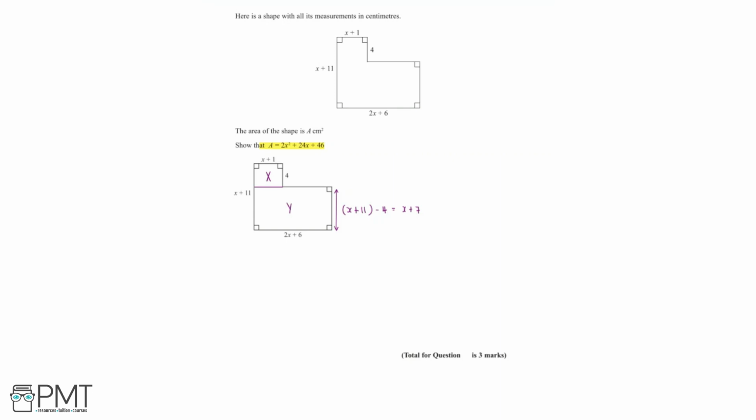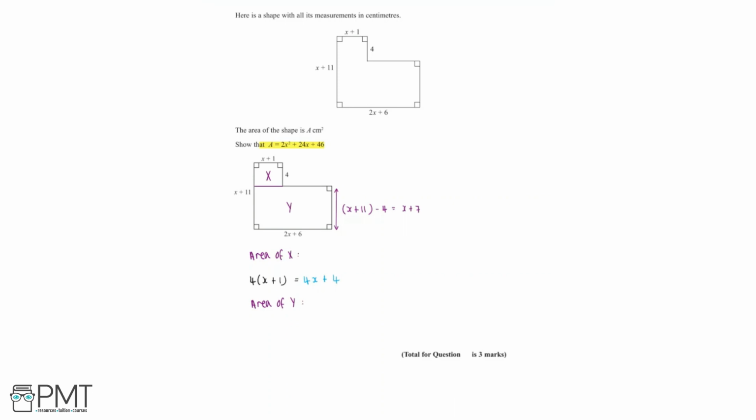Now to find the total area of the shape A, we can find the area of shape X plus the area of shape Y. We know that to find the area of a rectangle, we do the length of the rectangle multiplied by the width. And so the area of rectangle X would be 4 multiplied by x plus 1, which is equal to 4x plus 4. And we can do the same thing in order to find the area of rectangle Y.